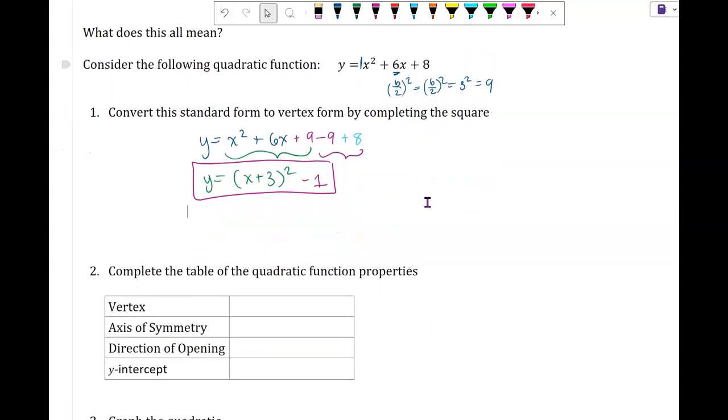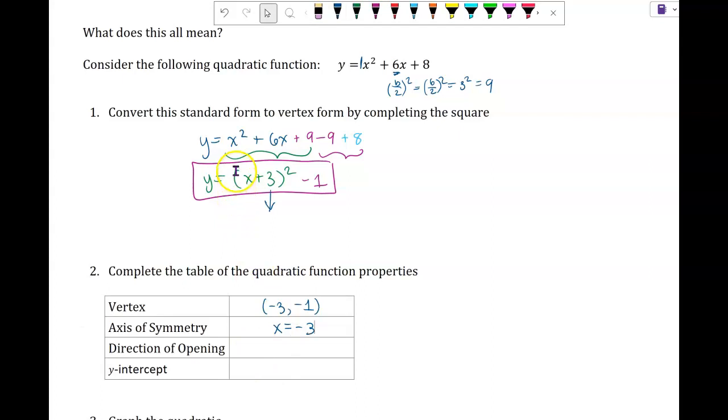So looking at this vertex form, it gives me so much information about the quadratic. It tells me that my vertex is sitting at negative 3, negative 1. Remembering that this is x minus h, and this is always the opposite of what you think. So naturally, if you see x plus 3, you think it's going to move to the right, but it's really going to move to the left, negative 3. And that x value is also my axis of symmetry. So the axis of symmetry equation would be x equals negative 3.